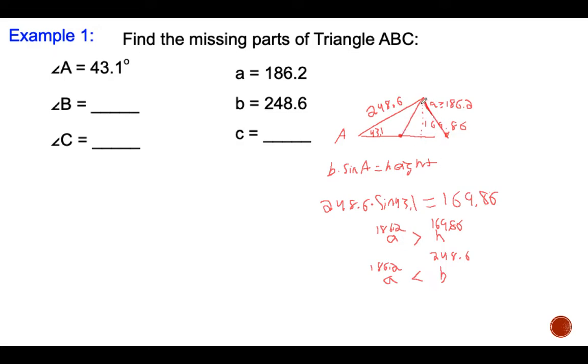Now the first one we solve is this guy right here. So I'm going to use the law of sines. So we know the angle A and the side length A. So over here, let's find angle B, which would be this guy right here. That's usually how it's going to work. You're going to find this angle first. So if we're finding an angle, let's put the angles on top. So sine of 43.1 all over 186.2 equals sine of B all over 248.6.